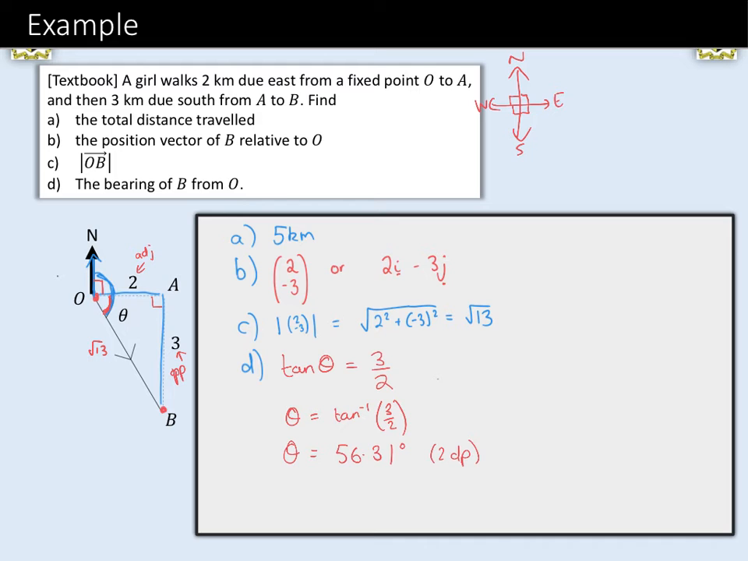Just remember though that the actual question wanted the bearing of B from O, so we wanted all of this angle here. So then for the bearing, I'll have to add on that 90 as well. So 90 plus 56.31 is going to be 146.31 degrees as a bearing. It's already got at least 3 figures, so that's absolutely fine.